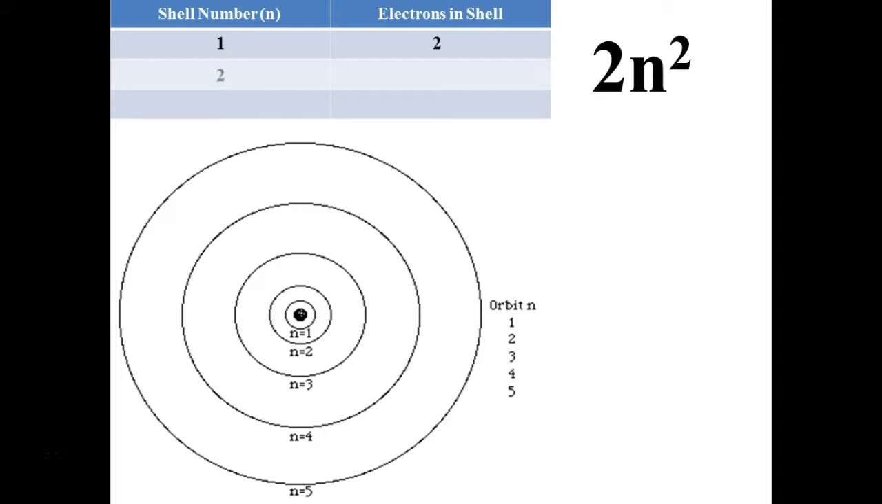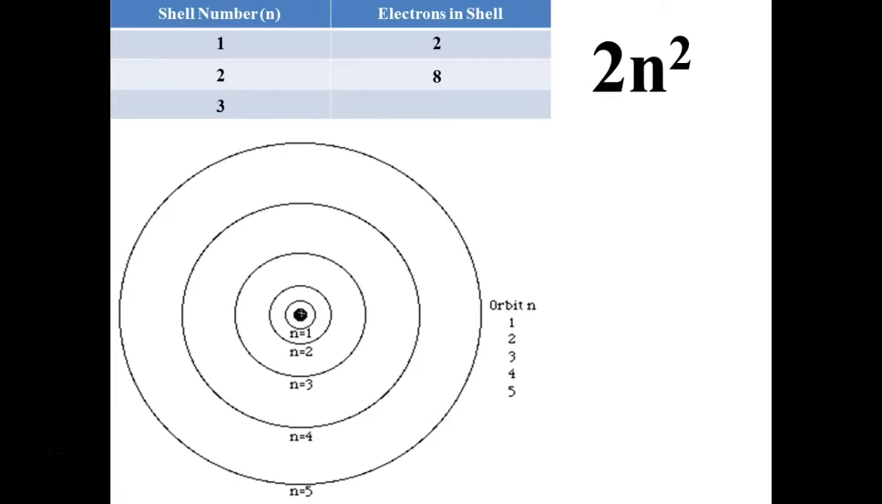What about for the next energy level? So n equals 2. So if we look at our diagram, this is the next energy shell. For n equals 2, what would you get for that number? Well, you'd get 8, because don't forget you square the 2 first, which gives you 4, and then you multiply it by 2.